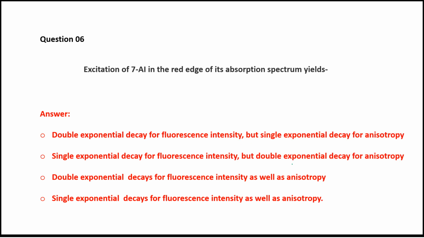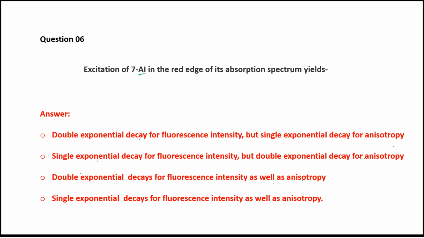Question number 6. Excitation of 7AI, where AI stands for azaindole, in the red edge of the absorption spectrum yields: a double exponential fluorescence decay intensity but a single exponential anisotropy; a single exponential decay for the fluorescence intensity but a double exponential decay for anisotropy; a double exponential decay for fluorescence intensity as well as anisotropy; or a single exponential decay for the fluorescence intensity as well as anisotropy.